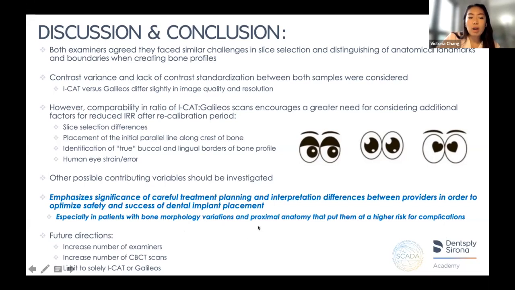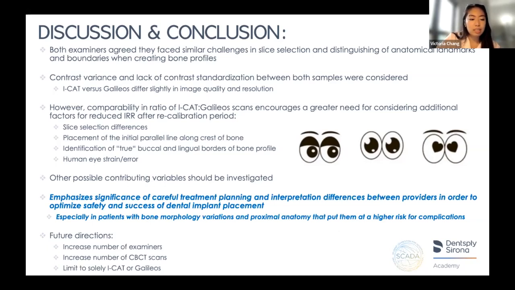And we find that our project emphasizes the significance of careful treatment planning and interpretation differences between providers, because it's really important to place implants safely and as successfully as possible. And it's important to consider in patients with bone morphology variations, such as a concave lingual bone profile, and those who have proximal anatomy that put them at a higher risk for complications. And it's also important to consider in interdisciplinary care when you're working with other providers to assess and plan preoperatively.